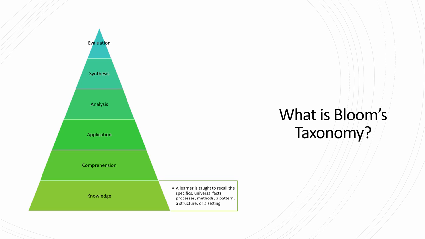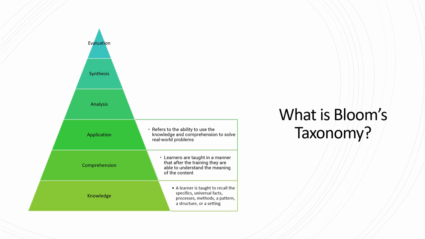During the knowledge stage, a learner is taught to recall the specifics, universal facts, processes, methods, a pattern, a structure, or a setting. In the comprehension level, learners are taught in a manner that after the training they are able to understand the meaning of the content. Examples can be used to facilitate interpretation of the key facts, definitions, and processes being taught. This goes beyond simply recalling the content from a training. Application refers to the ability to use the knowledge and comprehension to solve real-world problems.